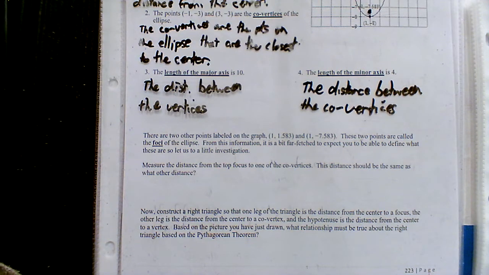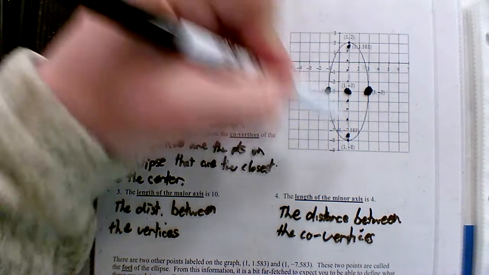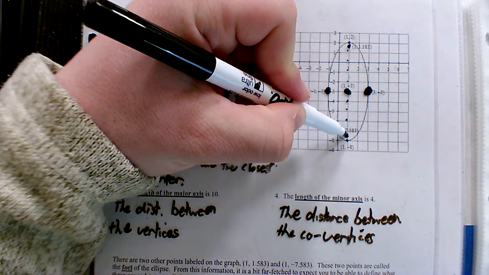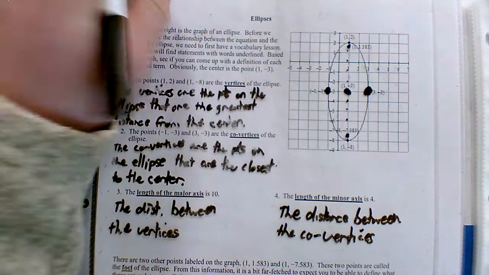That's true. I think I understand what you're saying. From where to where? You're saying from here to here is the same as from this one to where? Sorry, to the other co-vertex. To this one? Okay, that is true. Yes, that is true.